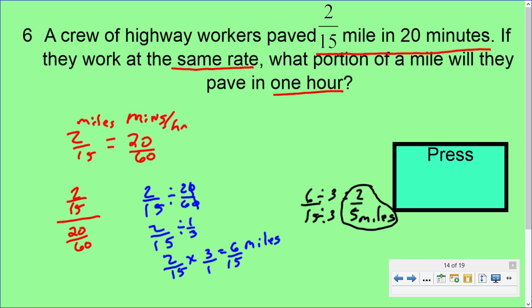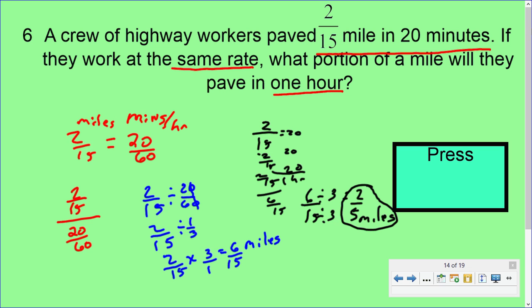Some people might have said, wait a minute, I know that 60 minutes is an hour, so if he did this in 20 minutes, all I have to do is add another 20 and another 20, and that would give me 1 hour. So that means I would have to add another 2/15 and another 2/15, and that would give me 6/15. So that's a lot quicker. There's more than one way of doing this problem.